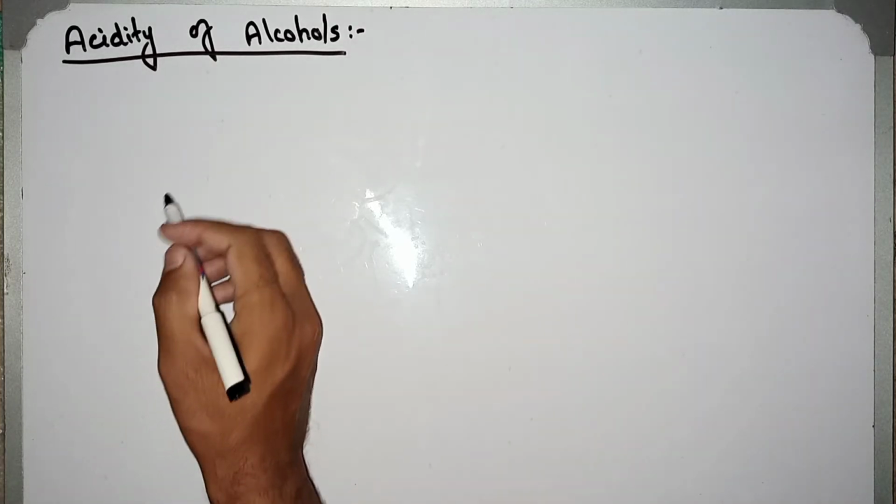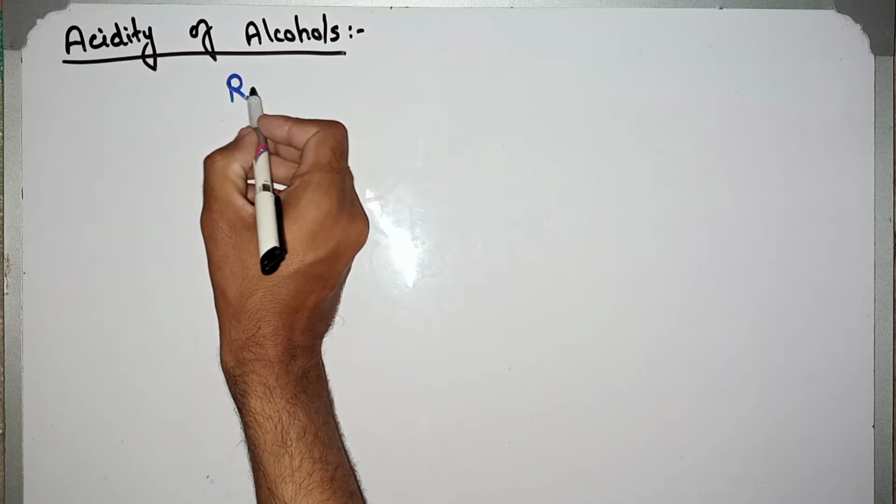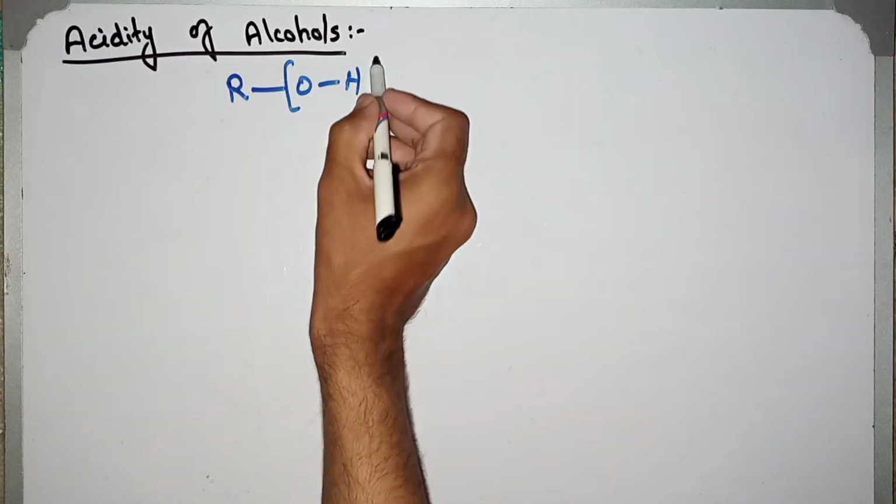Let's start today's topic. Today our topic is acidity of alcohols and phenol. Acidity of alcohol. The formula of alcohol is ROH. This is the formula of alcohol.